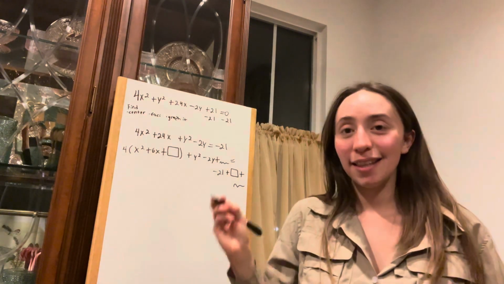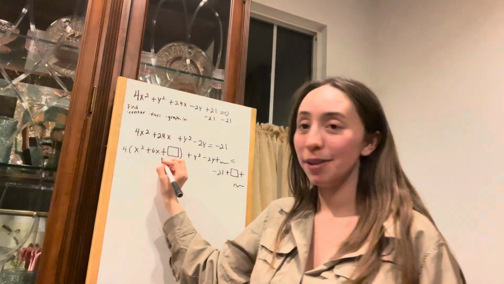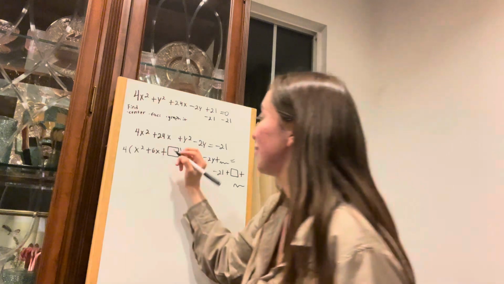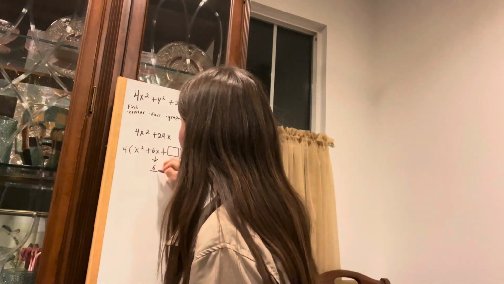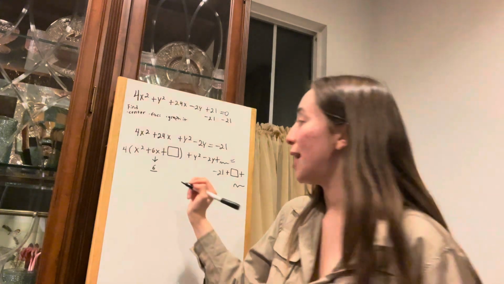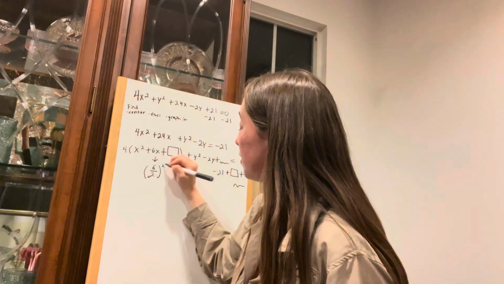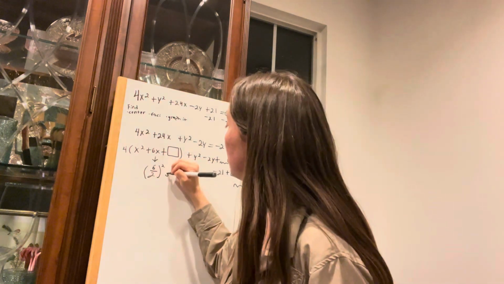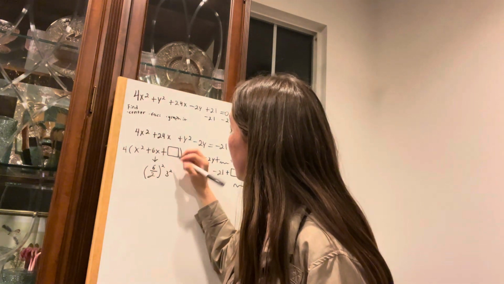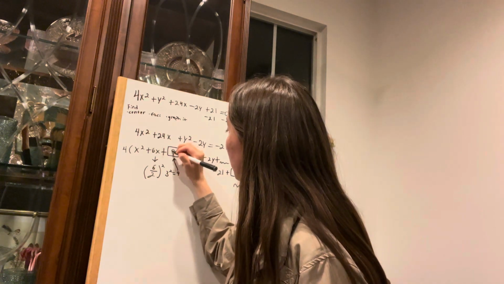But first, let's deal with our next part, which is we're going to take this middle number here, the 6x. We're going to bring it down here. We're going to divide 6 in half, and then square it. So I have 6 divided by 2 equals 3, and then we square that and get 9, and that is going to go into this box right here.